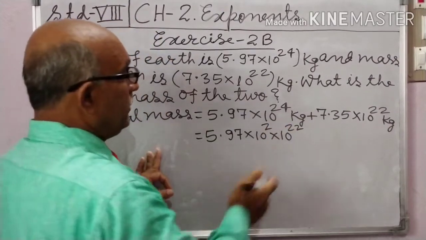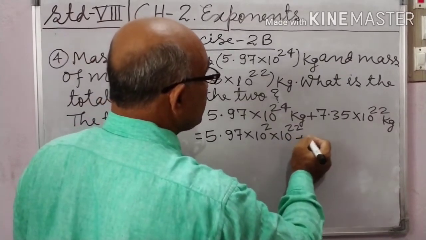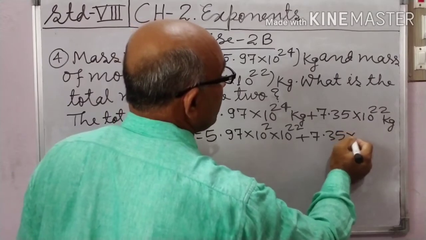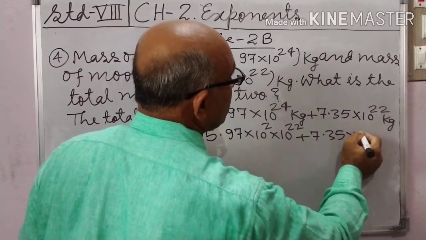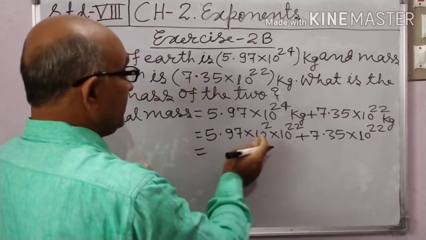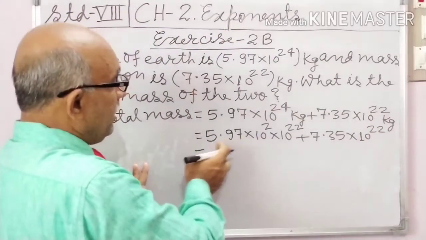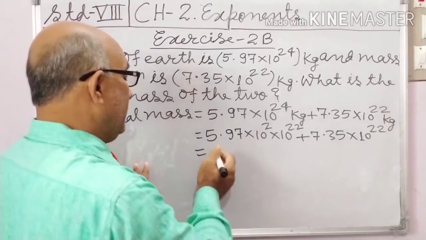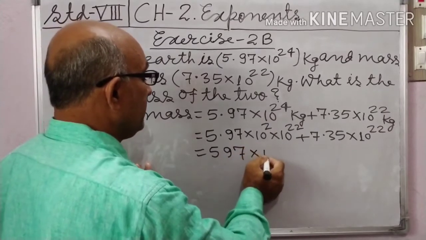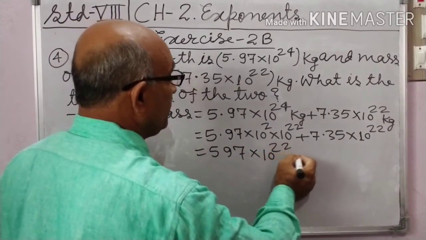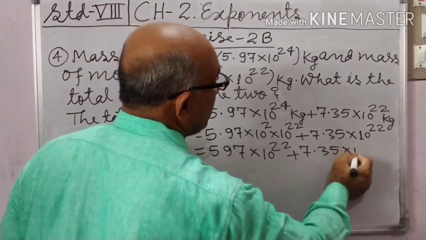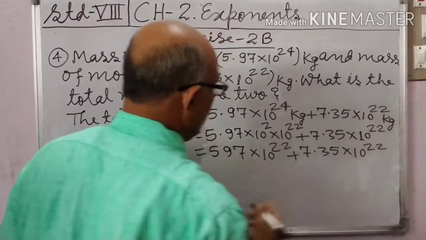22 plus 2 is 24, plus 7.35 into 10 to the power 22. 10 to the power 2 means 100. 5.97 multiplied by 100 changes into 597 into 10 to the power 22 plus 7.35 into 10 to the power 22.